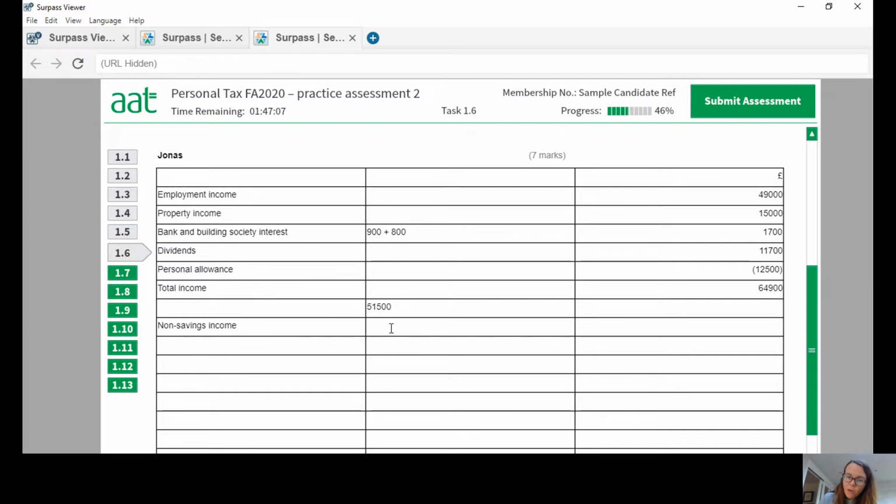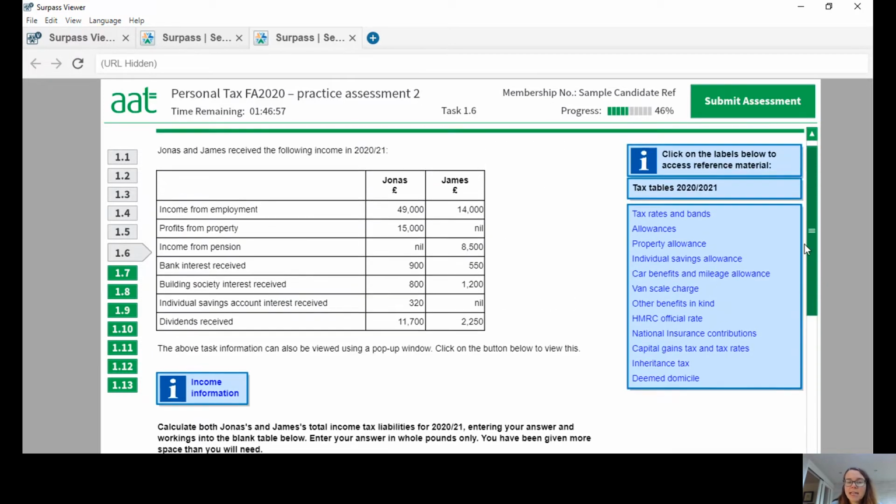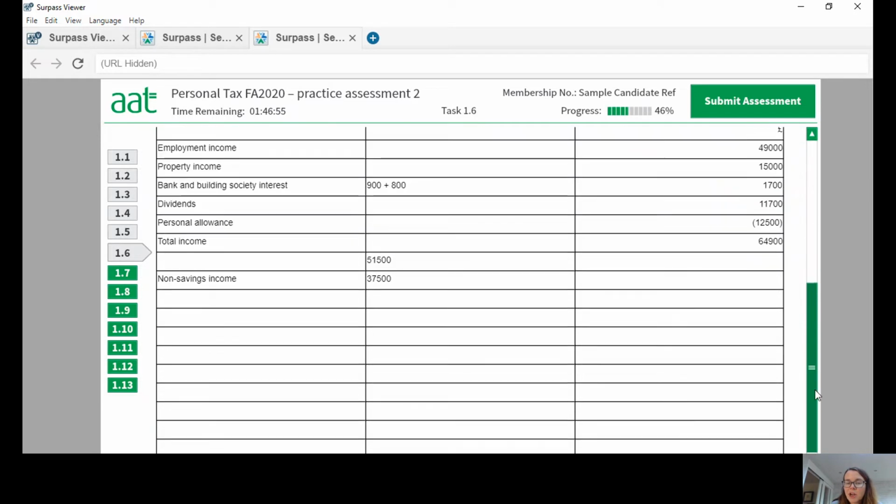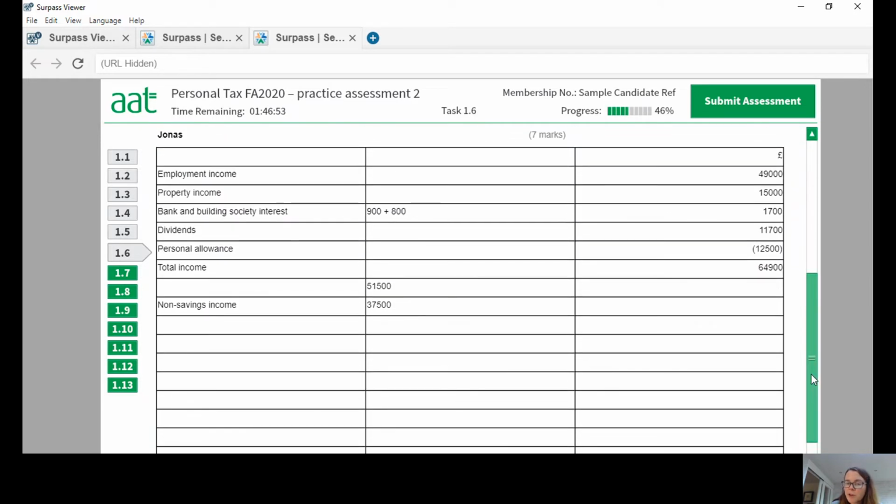So I've got more than 37,500 of non-savings income, so I'm going to start with my basic rate. Incidentally, no gift aid, no private pension contribution, so no need to change the tax bands in this question. So 37,500 at 20%, 7,500. And then I guess I could show the examiner how I'm working out the next bit.